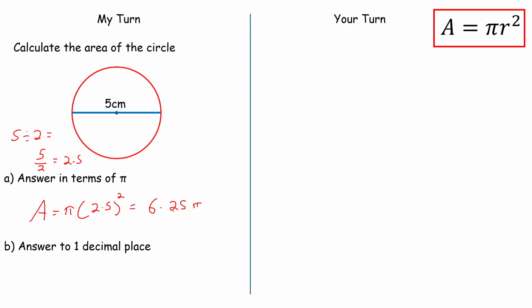2.5 squared is 6.25, and then you've got pi there, and your answer is going to be in cm squared, and that is it. Your answer, importantly, is in terms of pi, which is really important.